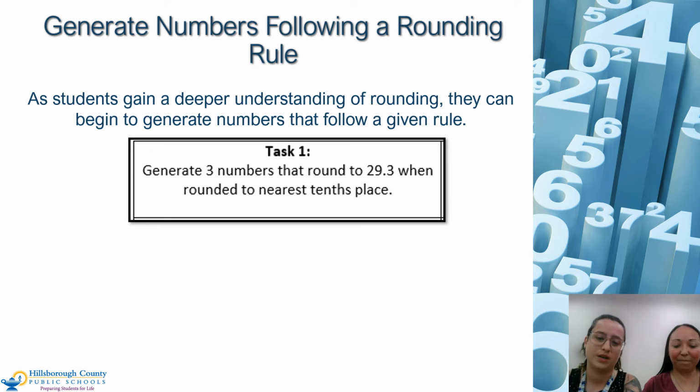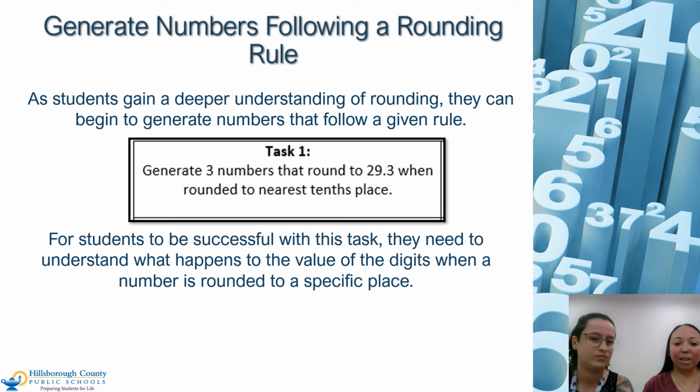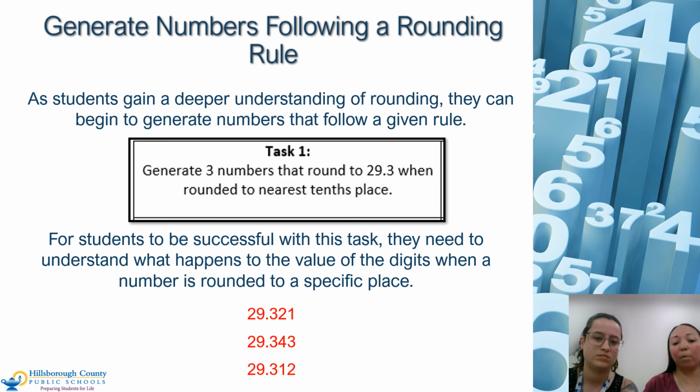Once students are able to round multi-digit numbers to the nearest tenth or hundredth place, they can then start to generate numbers that follow a specific rounding rule. For example, task number 1 asked you to generate 3 numbers that rounded to 29 and 3/10 when rounded to the tenths place. For students to be successful with this task, they need to understand what happens to the value of the digits when a number is rounded to a specific place. Here you can see 3 examples that when rounded to the nearest tenth place, they will round to 29 and 3/10.